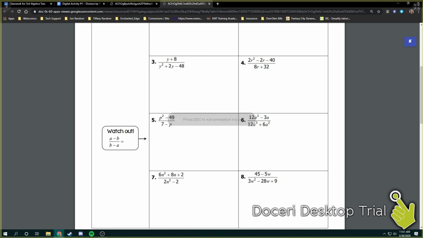Alright. Problem 3. y plus 8 divided by y squared plus 2y minus 48. Can't really do anything to y plus 8 because it's linear. There's no greatest common factor, it's just there. But the denominator is a trinomial, specifically a trinomial with an a value of 1. It's 1y squared, so we can factor it.